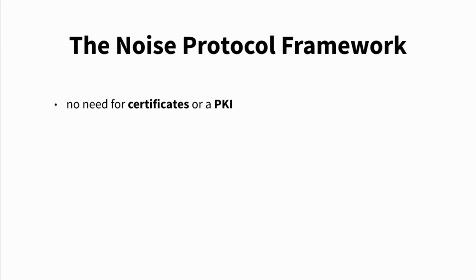So, for example, in TLS, most of the time you will use certificates or a public key infrastructure. And if you don't want to use these, it's very tricky. In Noise, you can just use plain keys. You don't have to use these certificates. And if you already know the public key in advance, for example, or if you have some shared secret or something like that, you can do that as well. It's very easy to do that.